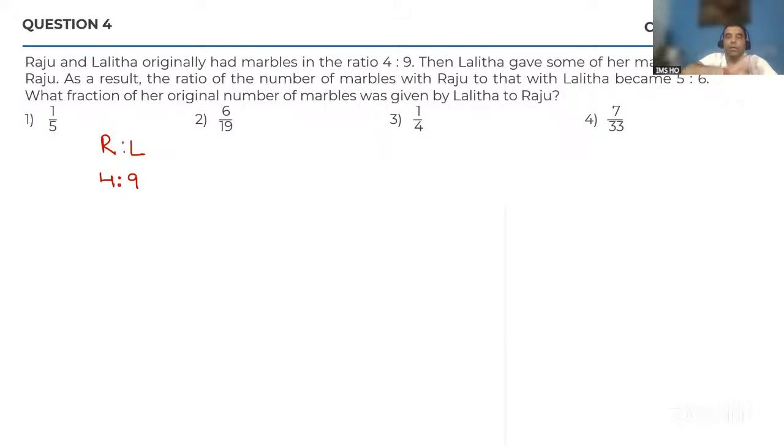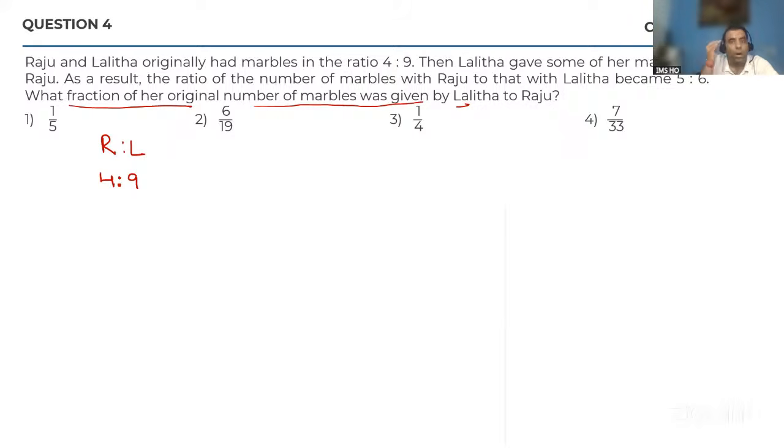And then some of the marbles were given. As a result, the ratio becomes this. Now we are supposed to identify, and this is important. Look at this question: what fraction of her original number of marbles was given by Lalita? So they're not asking what is the total number of marbles given, but what part, what fraction.